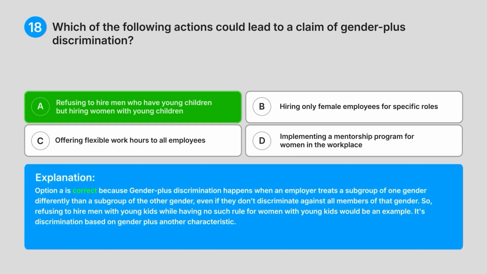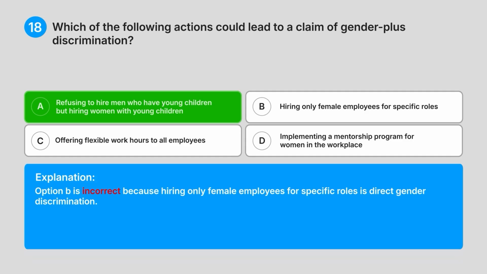Explanation. Option A is correct because gender plus discrimination happens when an employer treats a subgroup of one gender differently than a subgroup of the other gender, even if they don't discriminate against all members of that gender. So refusing to hire men with young kids, while having no such rule for women with young kids, would be an example. It's discrimination based on gender plus another characteristic.